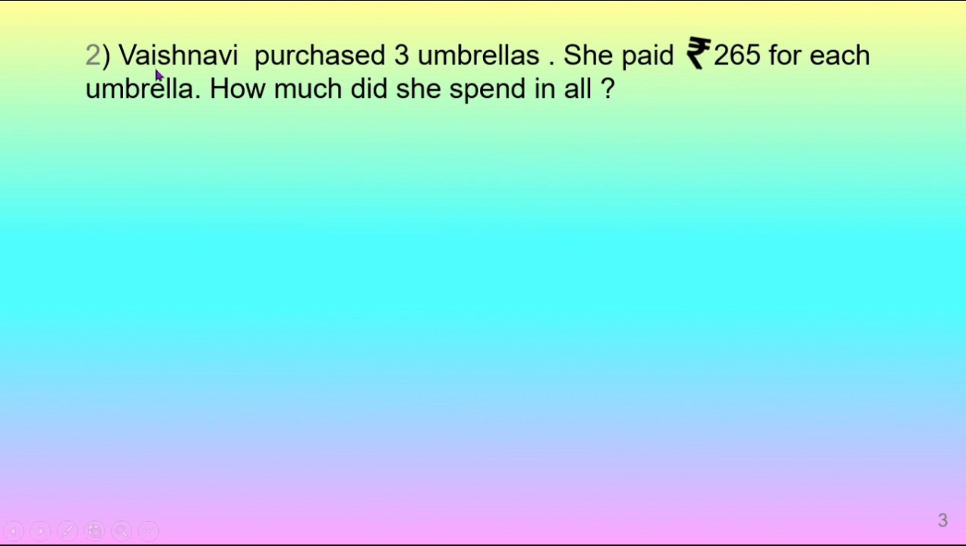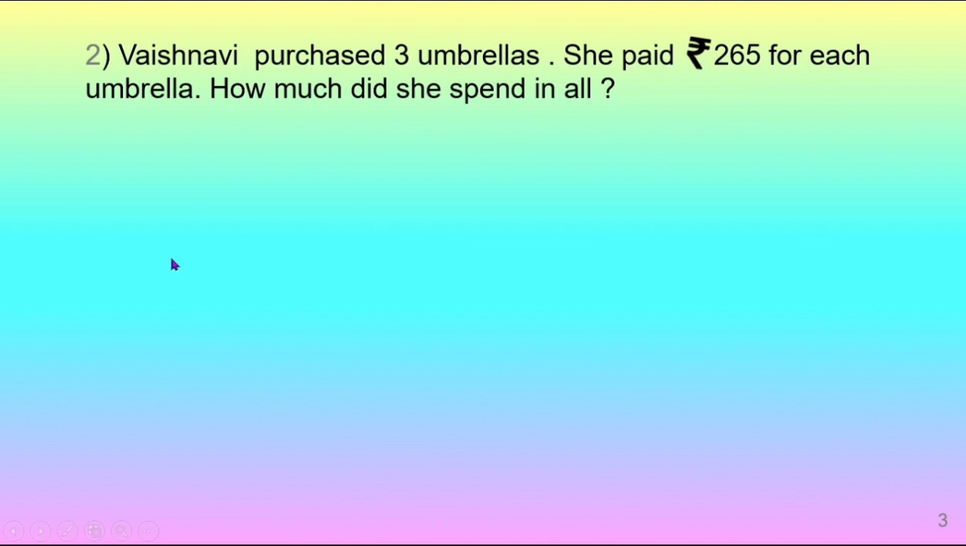Next sum. Vaishnavi purchased 3 umbrellas. She paid rupees 265 for each umbrella. How much did she spend in all? Now whenever we are doing multiplication sums or word problems, you need to look at the numbers. So here the number is 3 umbrellas. That is a keyword. What is the second keyword? It is rupees 265 for each.